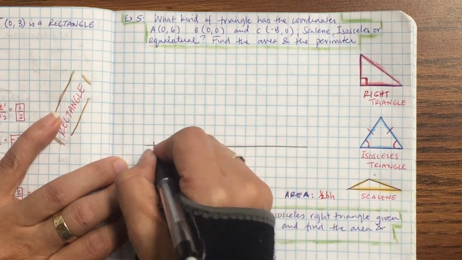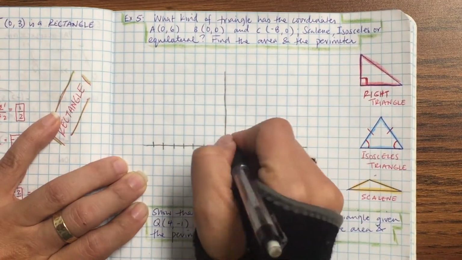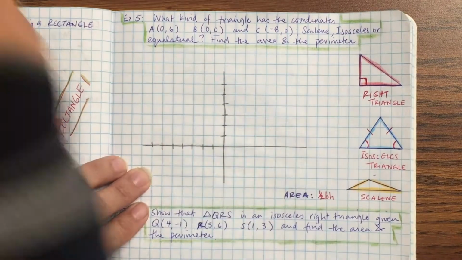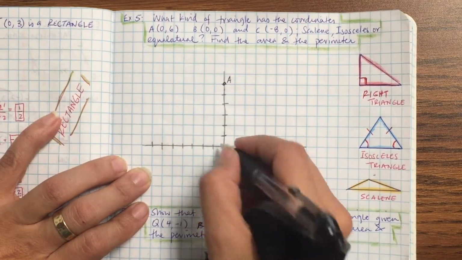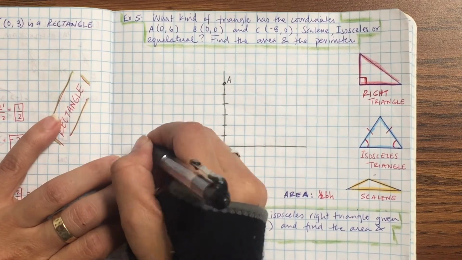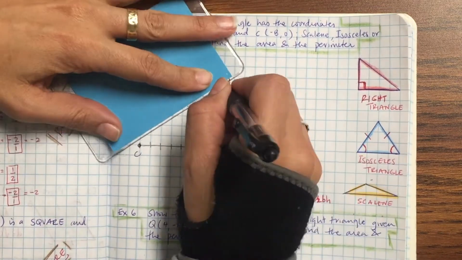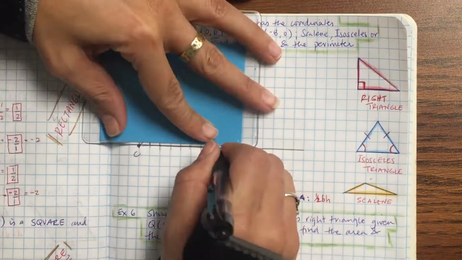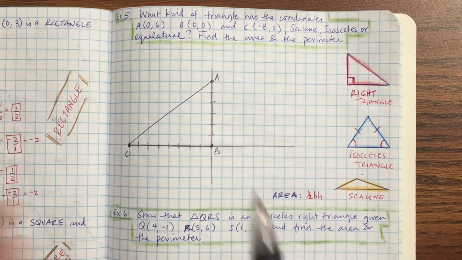Alright, so we're going to take a look at this question, and we're trying to show what kind of triangle it is, whether it's scalene, isosceles, equilateral, or right. So clearly you're going to go ahead and graph the coordinates. So your triangle looks like this. So it looks like it's a right triangle at the very least, but we're not going to make any assumptions.